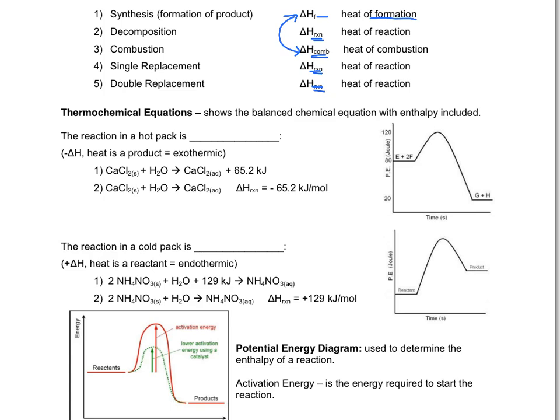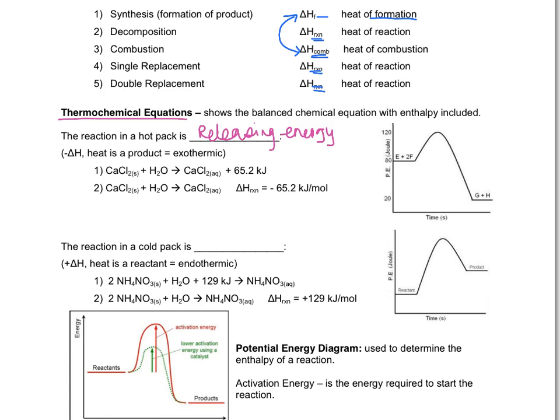Thermochemical equations are how we actually express the heat in our balanced chemical equation. So the reaction in a hot pack, we'll think about it. If your hot pack is releasing energy, because that's what we feel, then you know that it's exothermic. That's actually a chemical reaction.